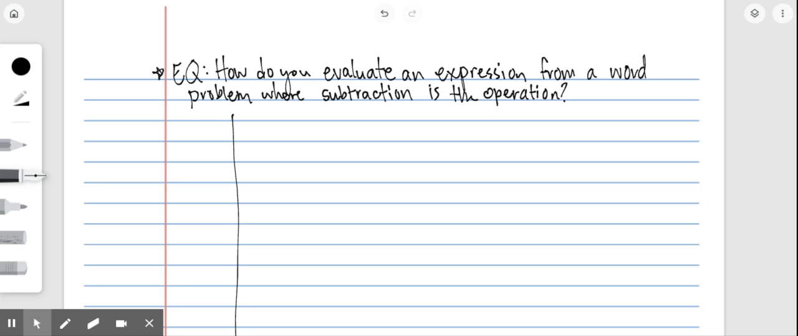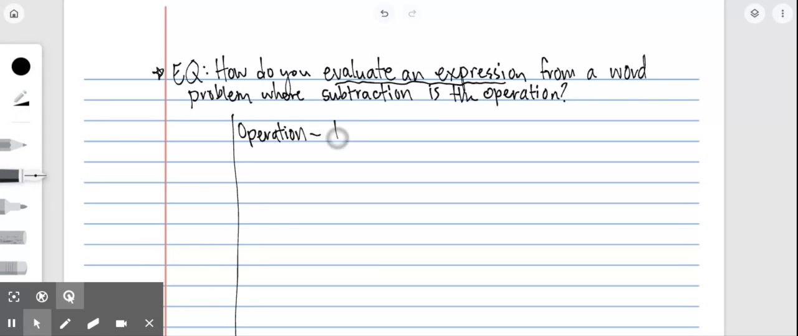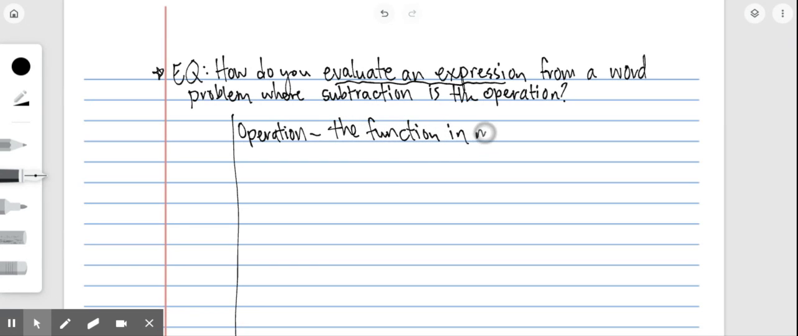All right, beautiful people. So today we're talking about evaluating an expression from a word problem where subtraction is the operation. By operation, I'm going to remind myself that an operation is the function in a math problem.